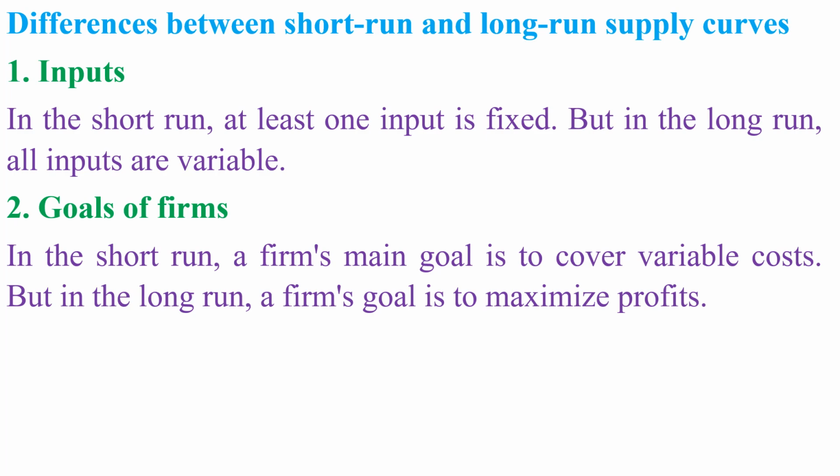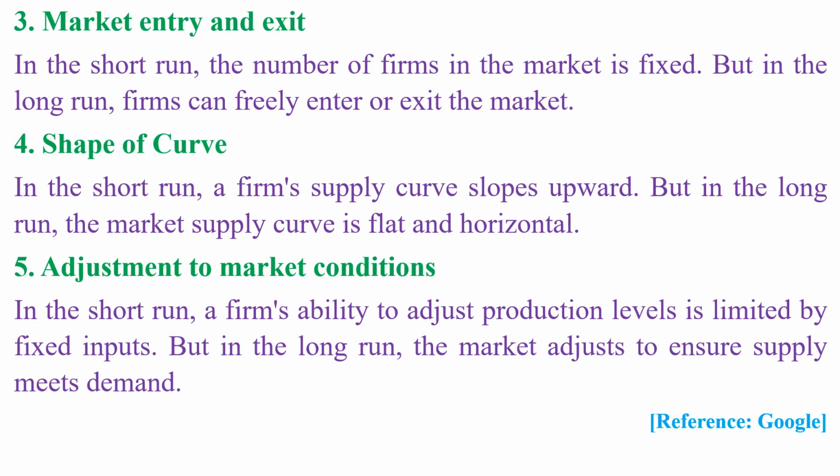Differences between short-run and long-run supply curves. 1. Inputs. In the short run, at least one input is fixed. But in the long run, all inputs are variable. 2. Goals of firms. In the short run, a firm's main goal is to cover variable costs. But in the long run, a firm's goal is to maximize profits. 3. Market entry and exit. In the short run, the number of firms in the market is fixed. But in the long run, firms can freely enter or exit the market.